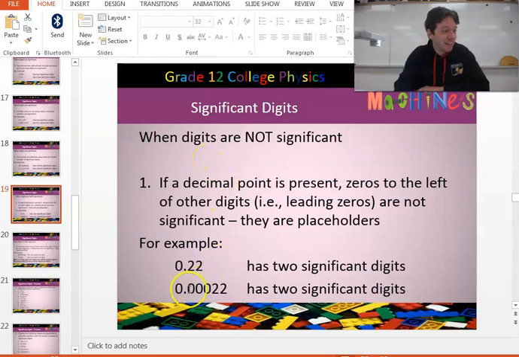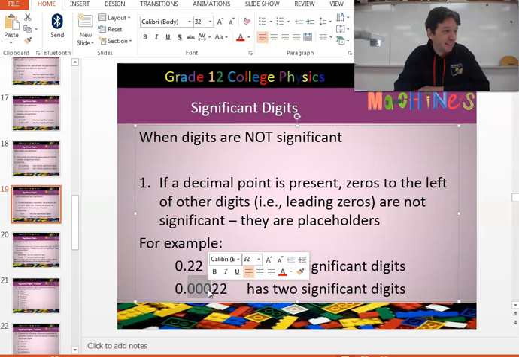All right, so let's get to when they are not significant. Well, in this case, if you have zeros to the left, like that, that one doesn't count. Right? Or if you have zeros to the right that are more of a placeholder, they also don't count, as long as they're not in between 2 non-zeros. If this was 0.2000022, then they would count, because that goes back to one of the original rules, that it's in between 2 non-zero digits. So both these examples only have 2 significant digits.